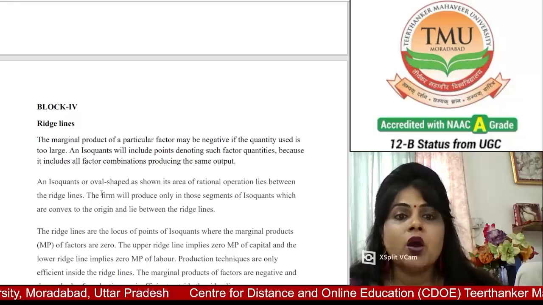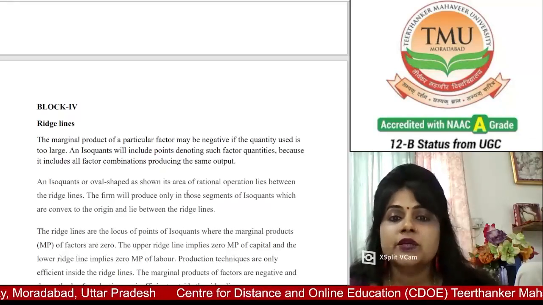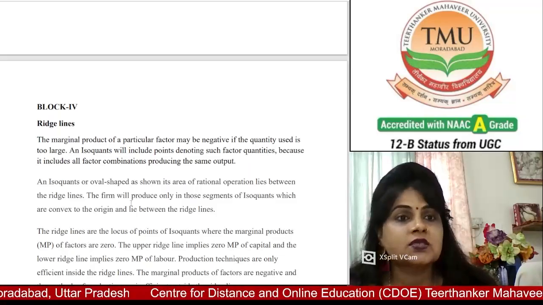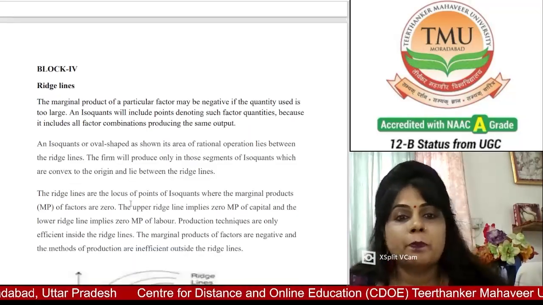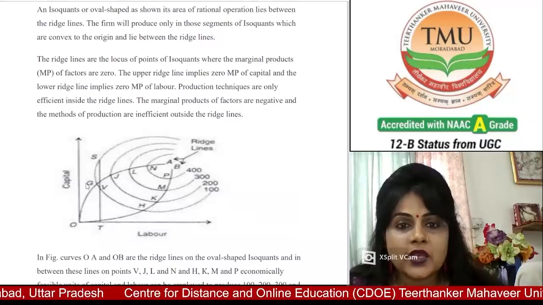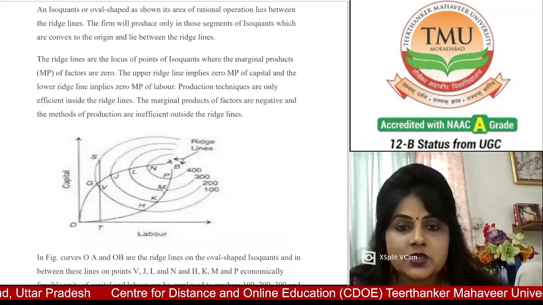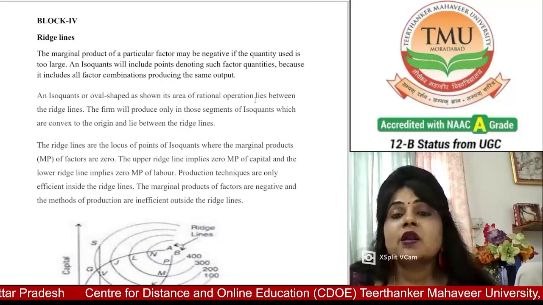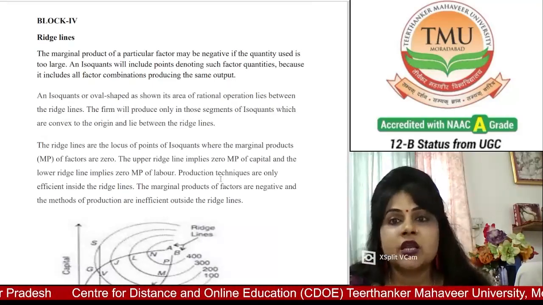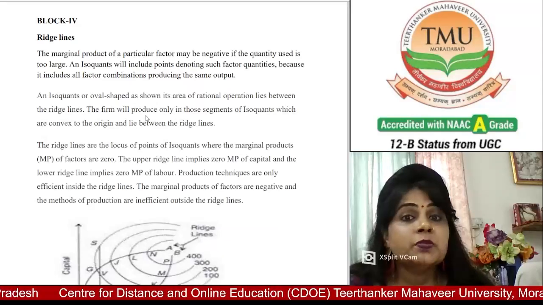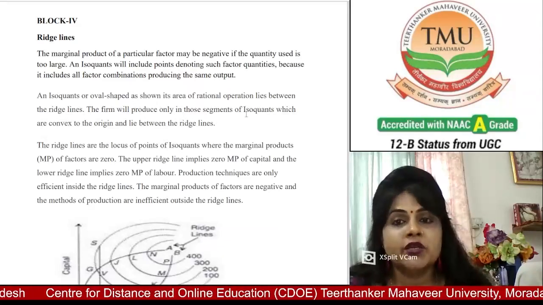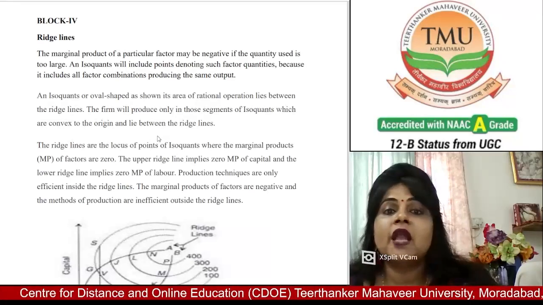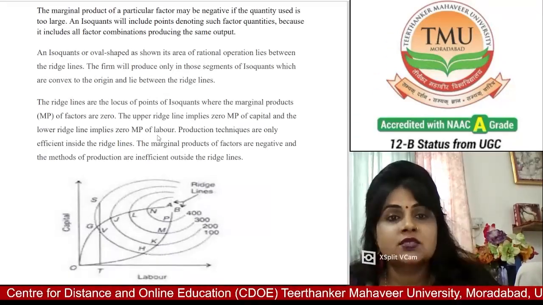An isoquant is oval shaped, as shown. Its area of rational operation lies between the ridge lines, the part under this oval shape. It is the area of rational operation, and firms will produce only in those segments of the isoquant which are convex to the origin and lie between the ridge lines.